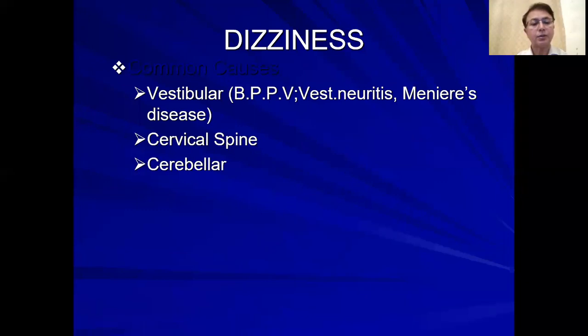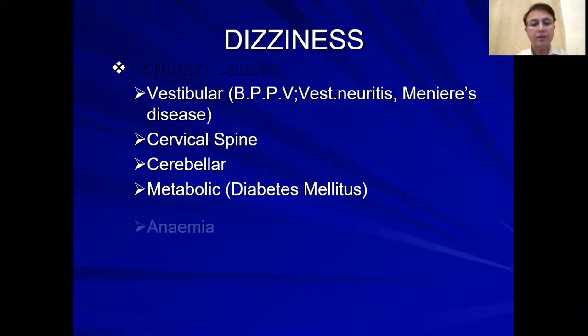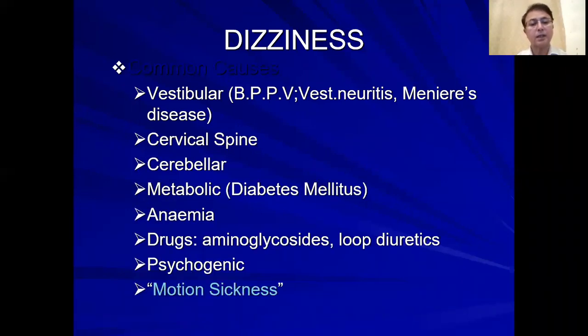Cerebellar issues, CVA, hypertension, diabetes mellitus, anemia, drugs like aminoglycosides, chloroquine, loop diuretics. The patient could be psychogenic, having no physical issue, but something wrong at home. Our patient is a misfit somewhere.